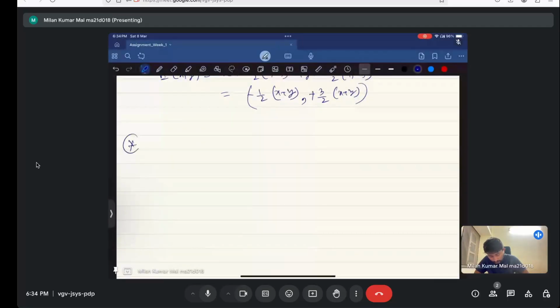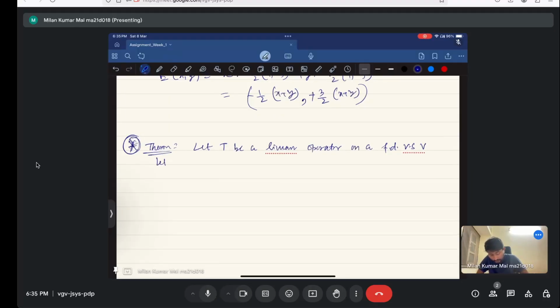Now for the next problem, we'll state a theorem, and after that we'll go to that problem. So the theorem says, let T be a linear operator on a finite dimensional vector space V over a field F.